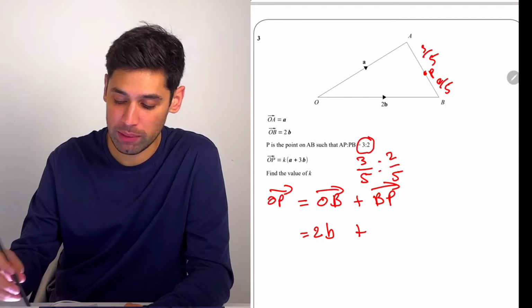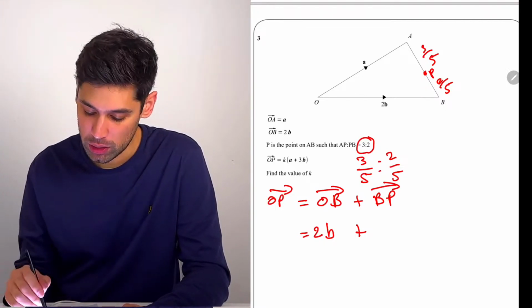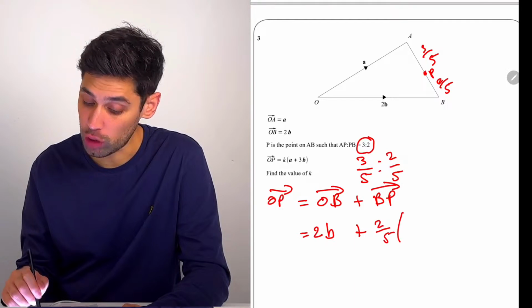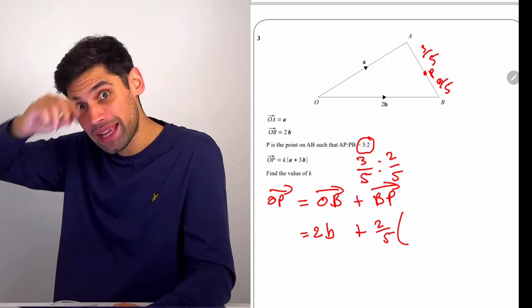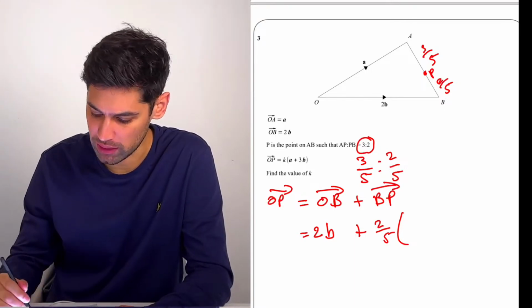Now, direction is incredibly important here. If we're going from B to P, that is 2/5, not of AB, because AB is going from A to B, but BA. Direction is so important in vectors.